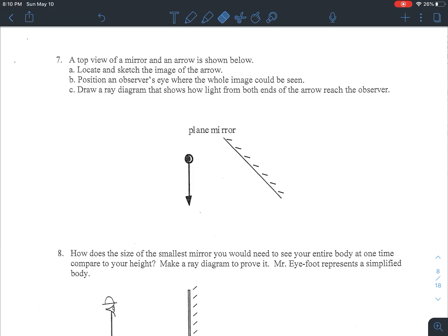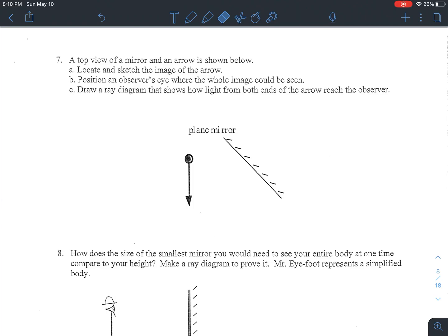So hopefully you remember a little bit about plane mirrors and reflection, that light will bounce off a flat surface at the same angle that it comes in as it leaves at. So we talked about the incident or incoming light ray having an angle of incidence, which would be equal to the angle of reflection, or that bounced off reflected ray.